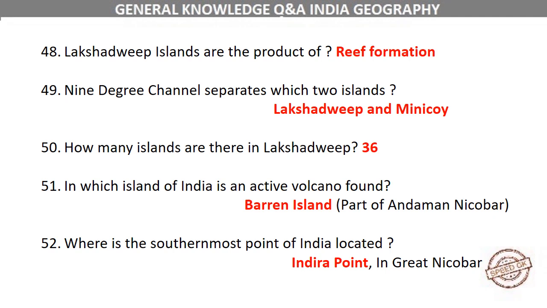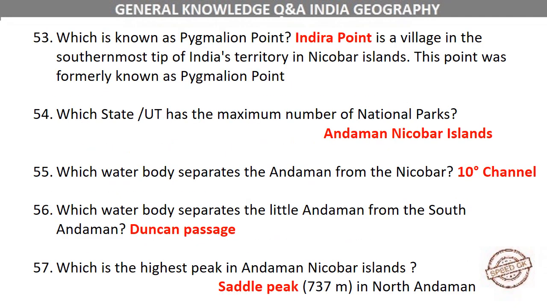In which island of India is an active volcano found? Barren Island, part of Andaman Nicobar. Where is the southernmost point of India located? Indira Point, in Great Nicobar. Which is known as Pygmalion Point? Indira Point is a village in the southernmost tip of India's territory in Nicobar Islands. This point was formerly known as Pygmalion Point.